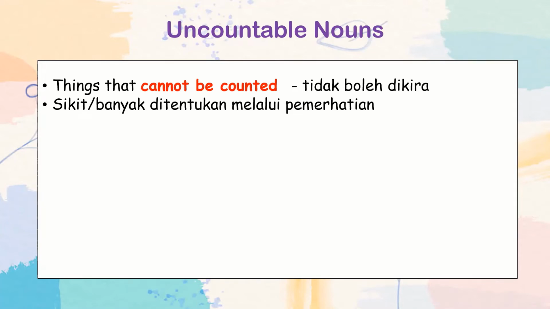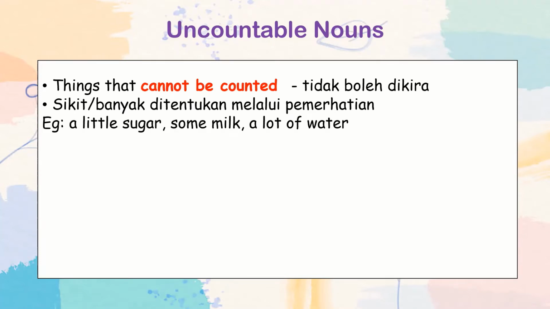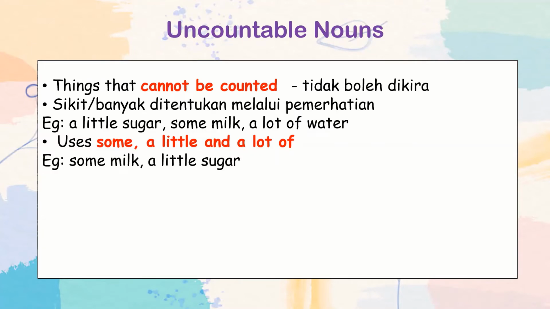So kita tentukan melalui pemerhatian sama ada dia sikit atau banyak. For example, a little sugar, some milk, a lot of water, banyak. It uses some, a little, and a lot of. Okay, for example, some milk, okay, a little sugar, sedikit gula, sedikit susu.